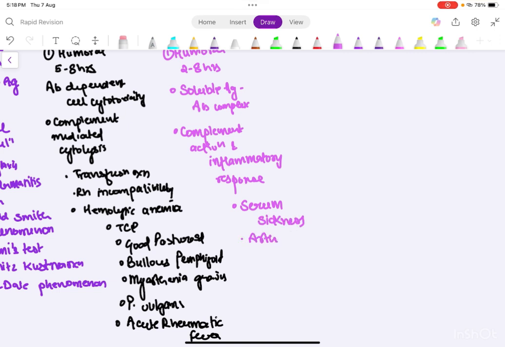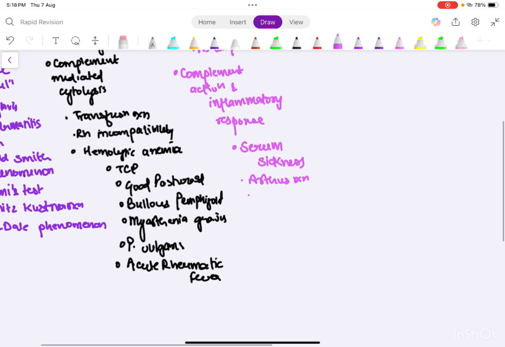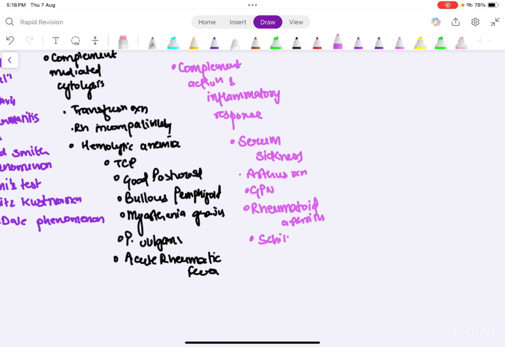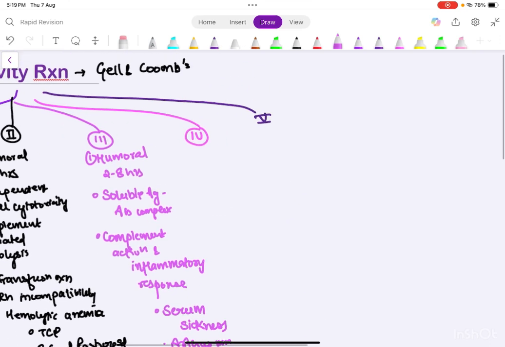then we have Arthus reaction, then we have glomerulonephritis, then rheumatoid arthritis, then Schick test, then Henoch-Schonlein purpura, penicillamine toxicity, and so on.